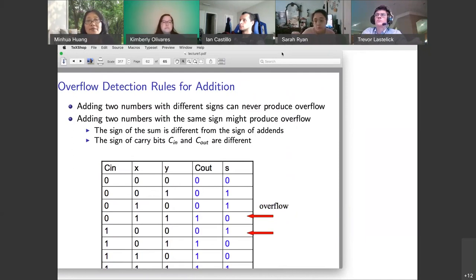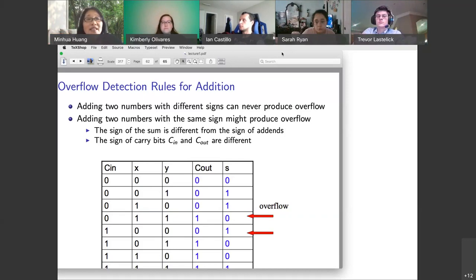Second, adding two numbers with the same sign might produce overflow. Yes, definitely, because your resulting value will be larger. If the result is larger than the value limit of your system, which can only hold a certain amount of values, and you add the two numbers, the result will be out of the range your system expects, and you definitely get overflow. So we have two kinds of cases. When it comes to the sign of the sum, how can we detect if overflow occurs?